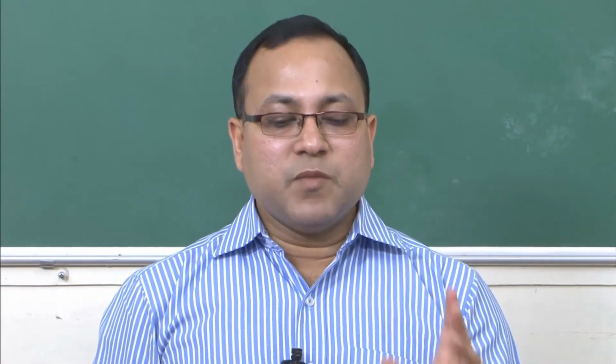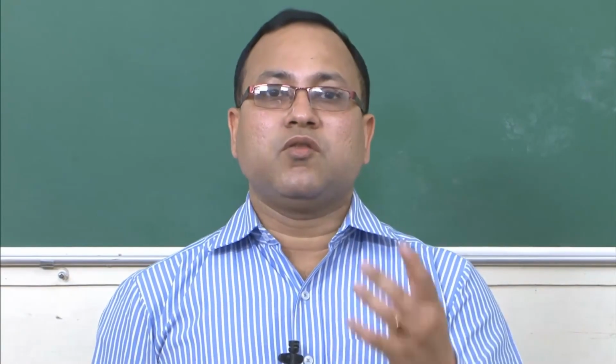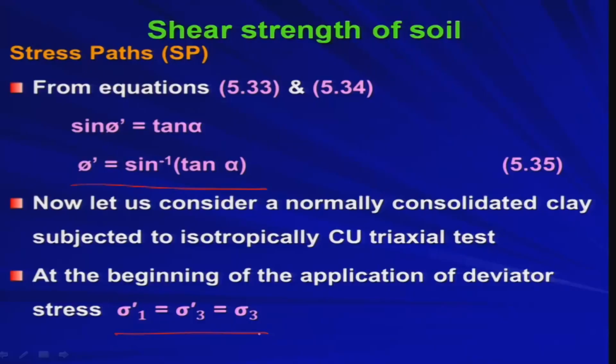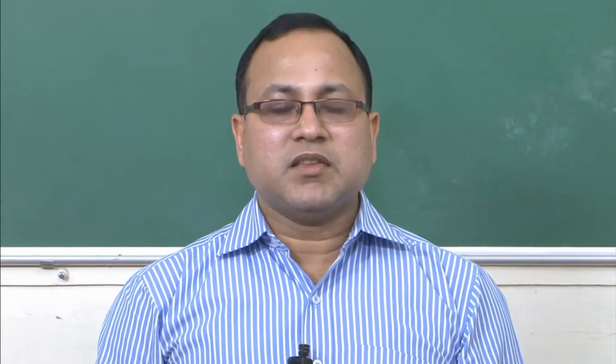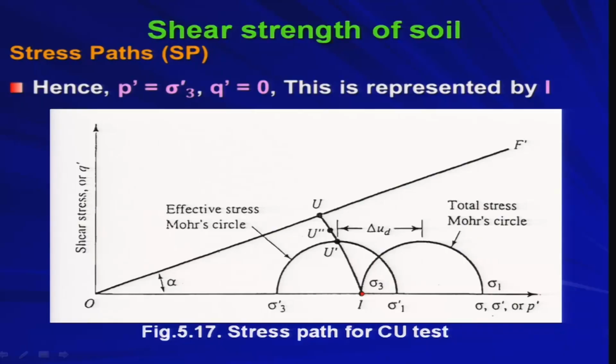Therefore sigma 1 prime, the effective major principal stress, is equal to the effective minor principal stress sigma 3 prime, which is equal to the total stress sigma 3, because we are considering complete consolidation. Hence p prime is equal to sigma 3 prime, and q prime is equal to 0. This is represented by point I. In both the consolidated drained test and the consolidated undrained test, this point lies on the p prime axis, because it is an isotropically consolidated test: all round we apply sigma 3 and then consolidate the sample.